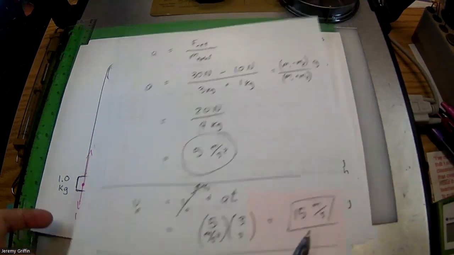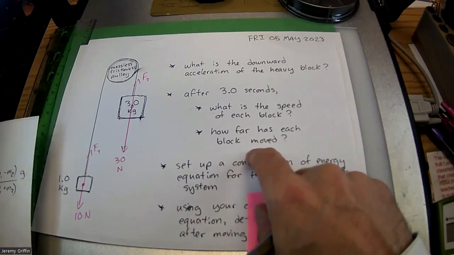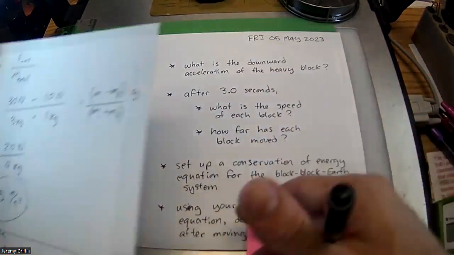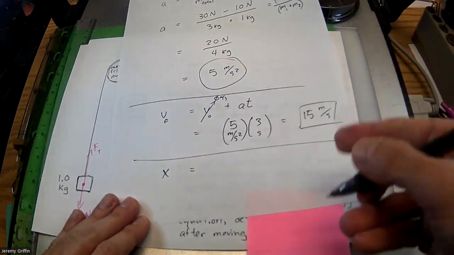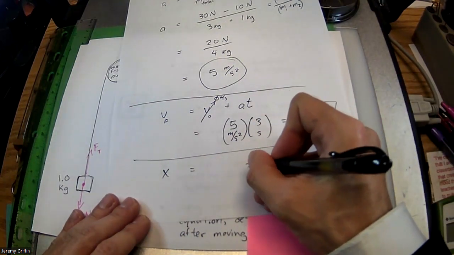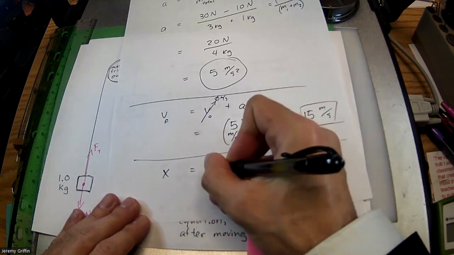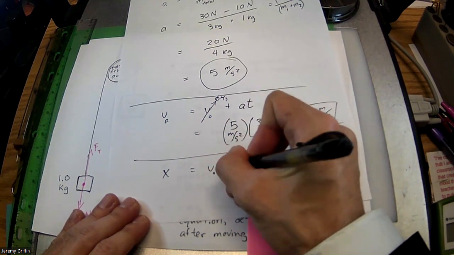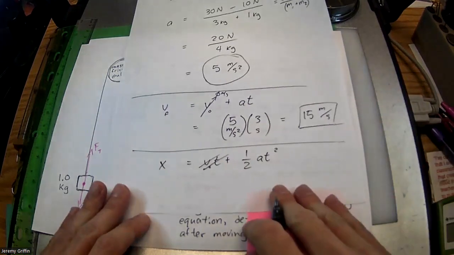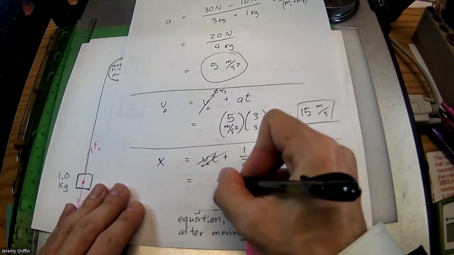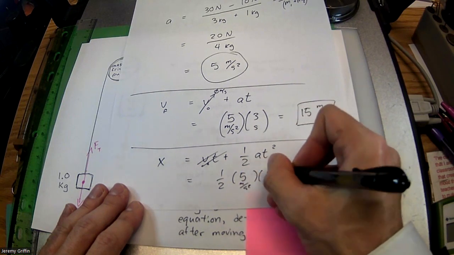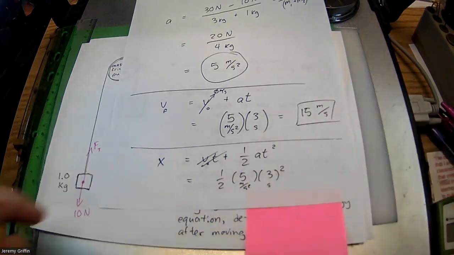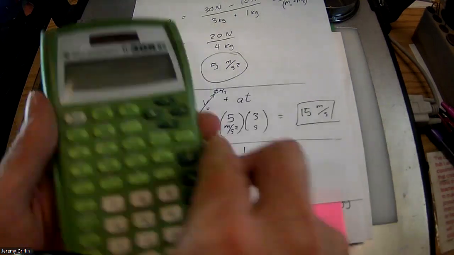Next question. How far has each block moved? One's going up, one's going down. So what's your distance formula in an accelerating environment? 1/2 AT squared. Exactly. Again, you might think, what about the V naught T plus term? But if it starts from rest, that just goes away anyway. So we got 1/2 times an acceleration of 5 meters per second squared for a time of 3 seconds. Square that.